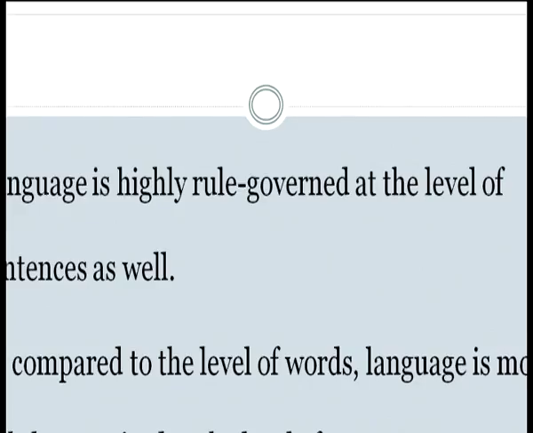Next part, we are going to talk about sentence construction, right? What happens in a language, we have talked about: we started from the most basic unit, which is sound. Then we talked about words, and now we are going to talk about sentences. How does sentence construction take place in a particular language? As you all know, there are rules when it comes to sound, when it comes to words. Similarly, language is highly rule governed at the level of sentences as well.